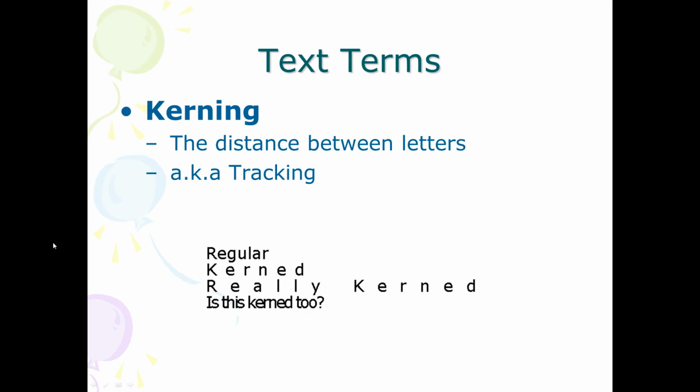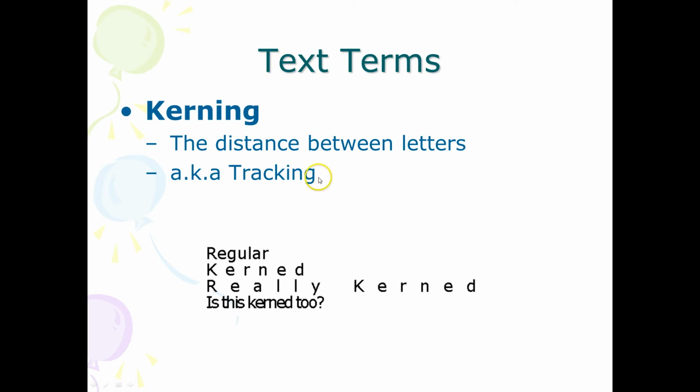Alright, another term, and these things can be changed in Photoshop using the character panel, is called kerning. Now, kerning is the distance between a letter pair. That means like between this T and this E. If I wanted them to be closer together or farther apart, I would kern the letters. Kerning is just between a letter pair.